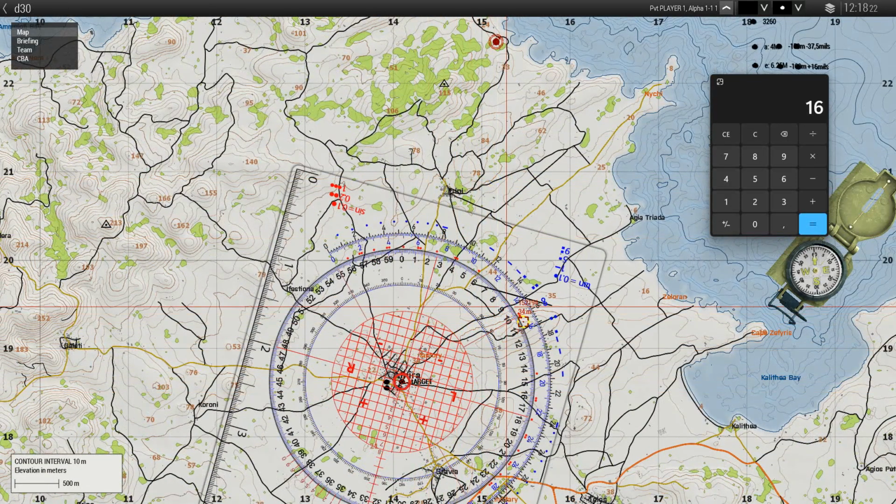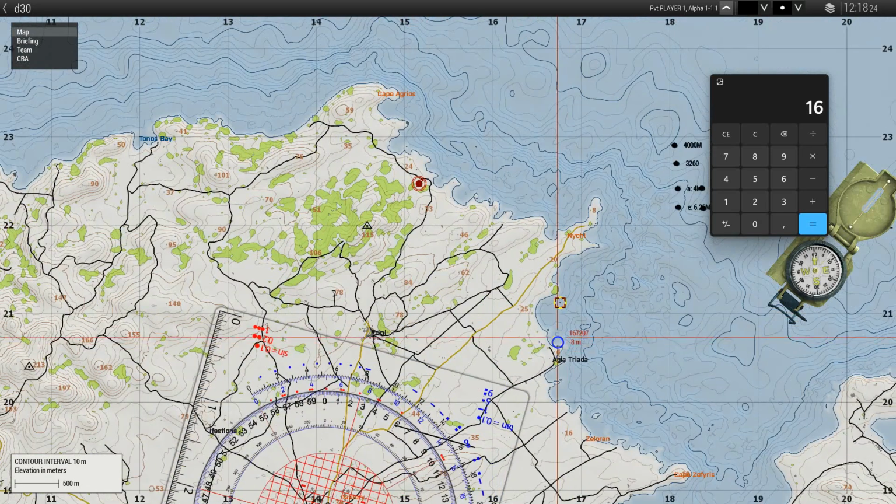10 to 15 meters of accuracy is pretty enough. So that's how you calculate your correction and your solution.